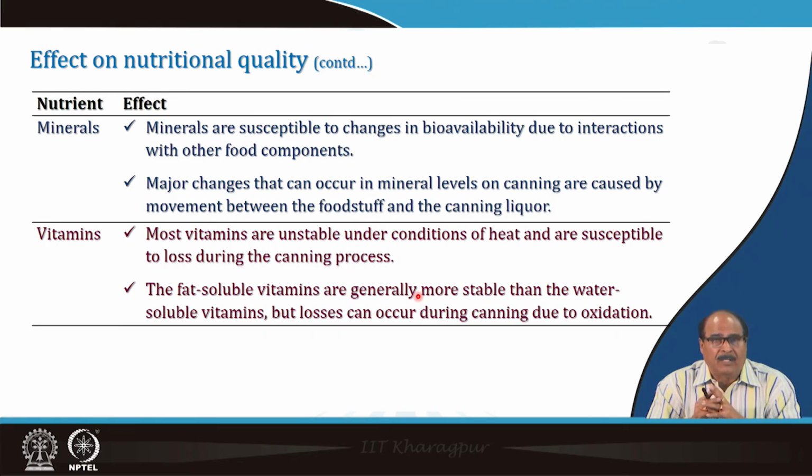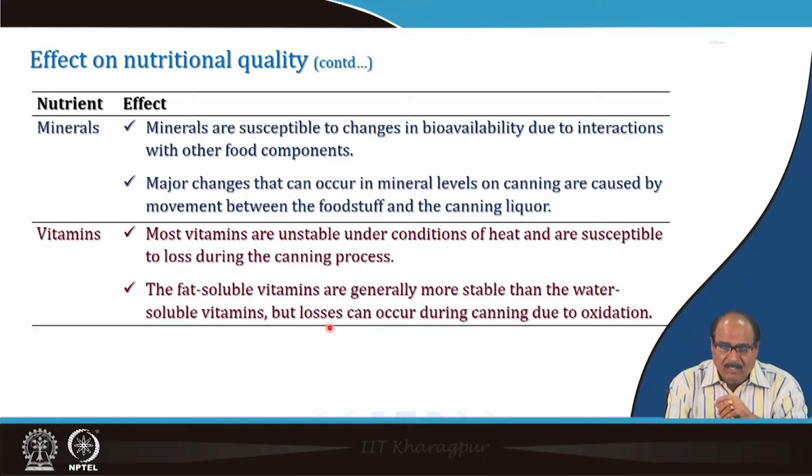As far as the effect of thermal processing on minerals is concerned, normally minerals are susceptible to changes in bioavailability due to interactions with other food components. Major changes that can occur in the mineral levels on canning are caused by movement between the foodstuff and the canning liquor. Effect on vitamins, we can see that most of the vitamins are unstable under conditions of heat and are susceptible to losses during the canning process. The fat soluble vitamins are generally more stable than the water soluble vitamins, but losses can occur during canning due to oxidation; the vitamins may get oxidized.